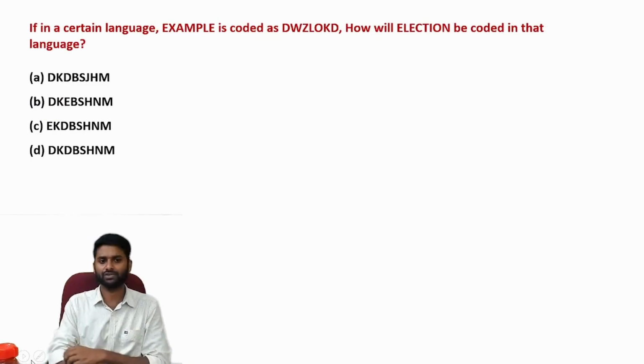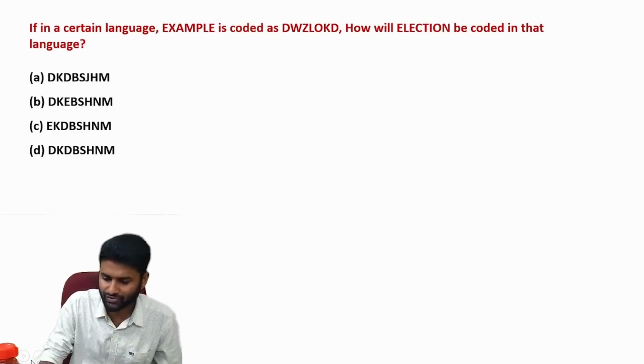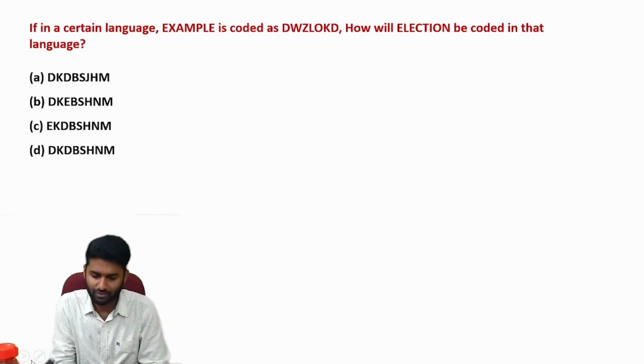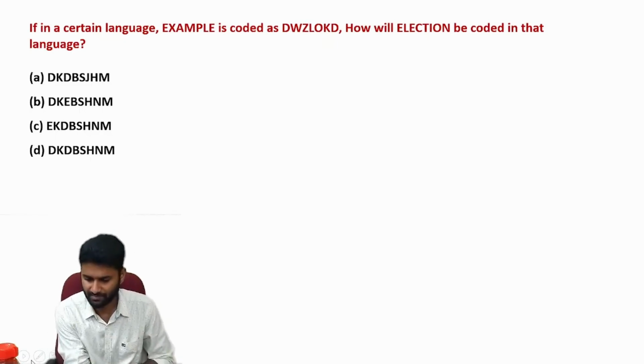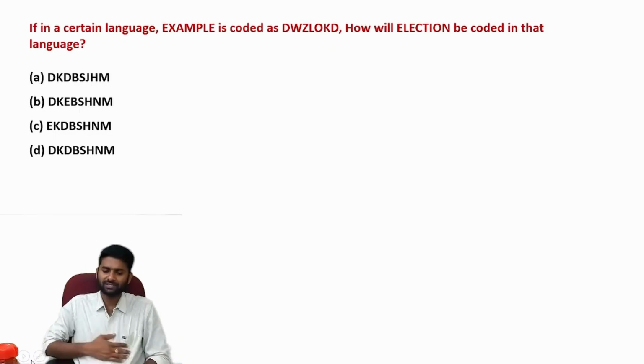Next, try this question from coding and decoding. Definitely you can expect 2 to 3 questions from coding and decoding, and 2 to 3 questions from number series. See what I observed from all the slots, which have already happened in July and August. There is a repetition, so you can expect questions from coding and decoding and number series for sure.